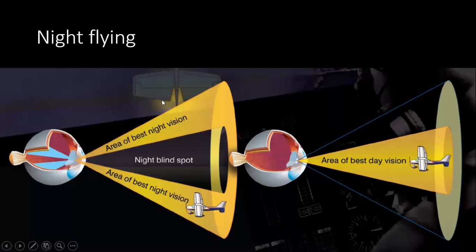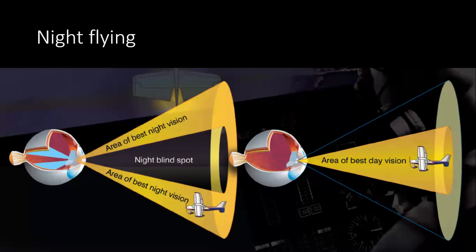So you can see on the left-hand side, that is where our night vision is going to be best, within those outer portions of our vision. Now, since the rods are not located directly behind the pupil, off-center viewing is important during night vision.